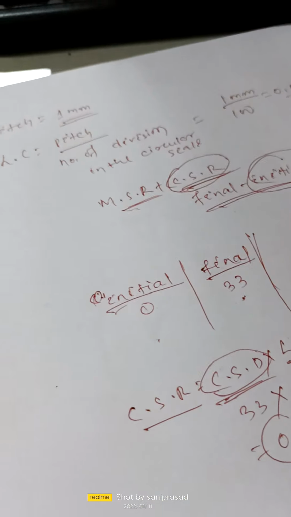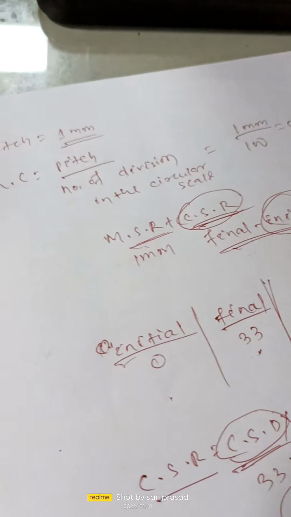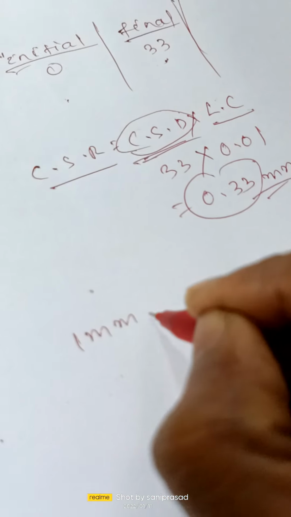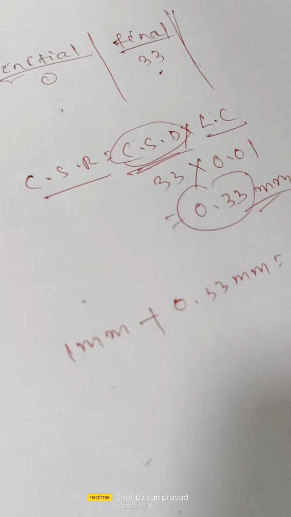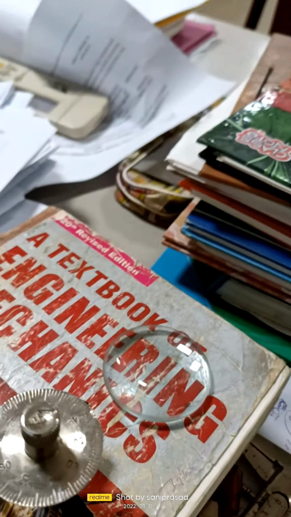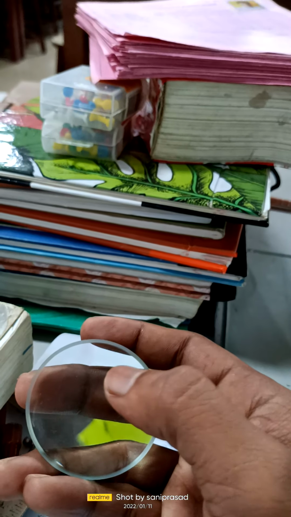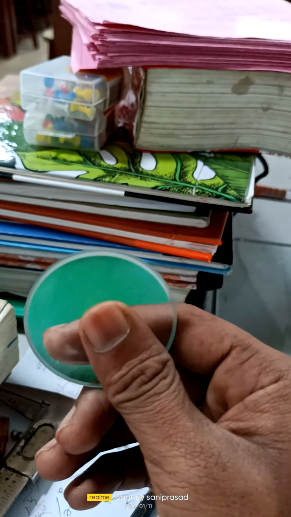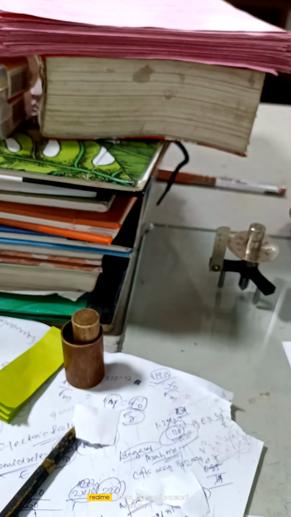So the total value will be MSR 1 mm plus CSR 0.33 mm. Total it will be 1.33 mm. This will be your height, because we are measuring from the center to the curved surface of the lens. So it will be the height from the center to the surface. Now, what is the L value?